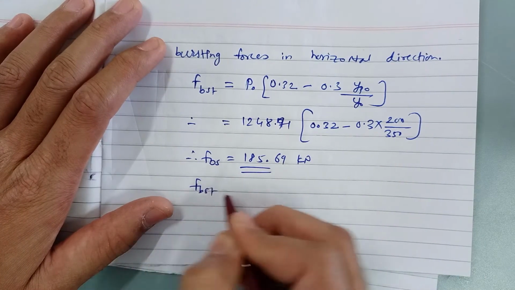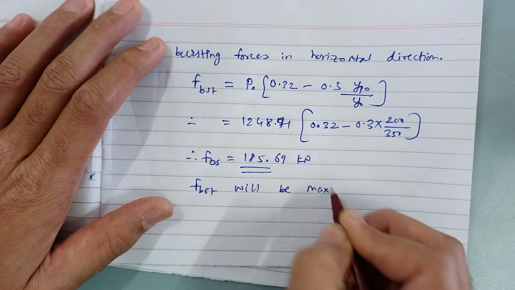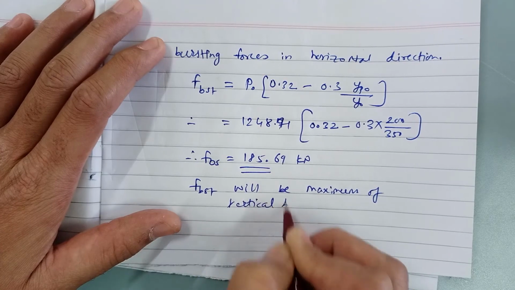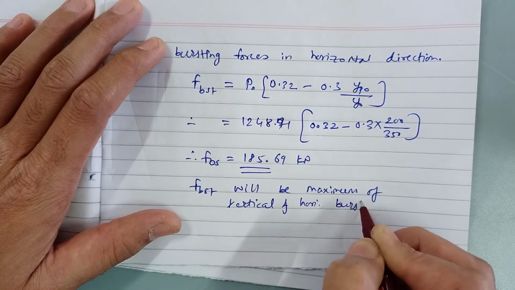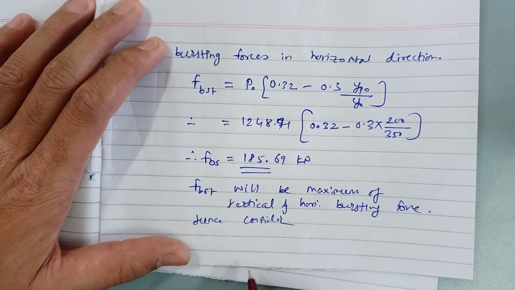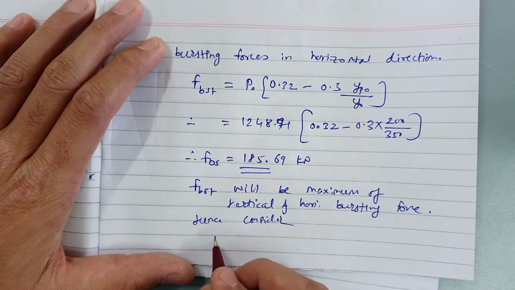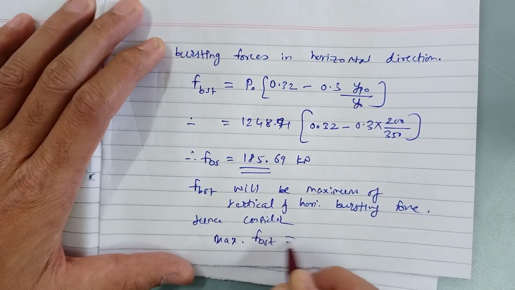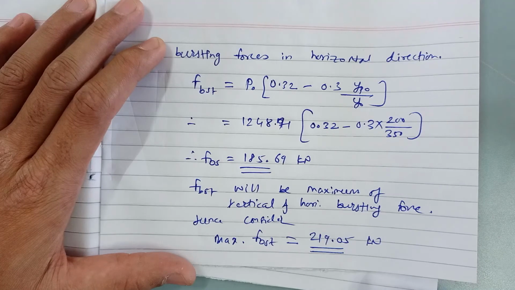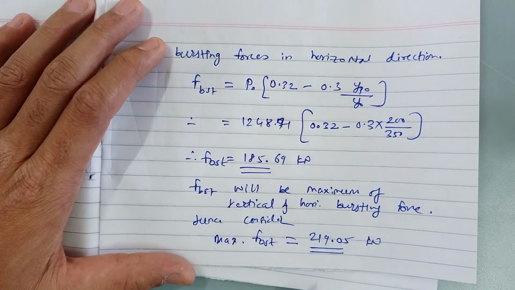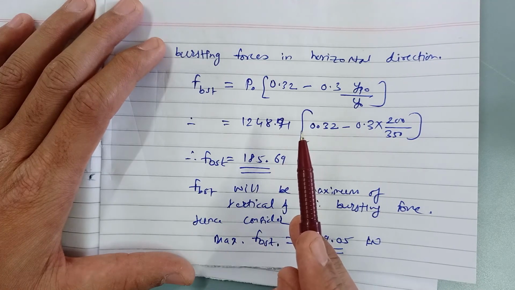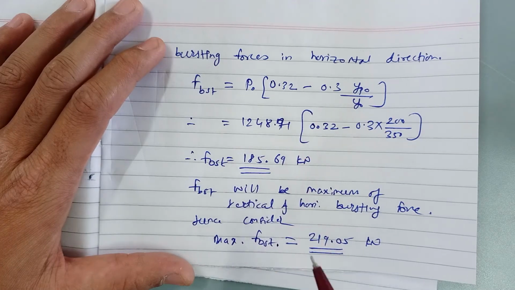Now FBST will be the maximum of vertical and horizontal bursting force. Hence consider the maximum bursting force as 219.05 kilonewton, which was in vertical direction. Maximum FBST we are supposed to consider, and the maximum is of both the vertical direction and horizontal direction.